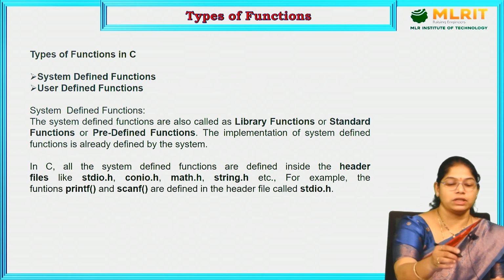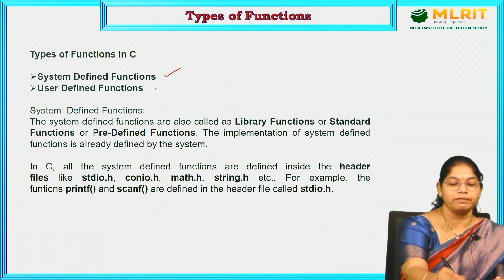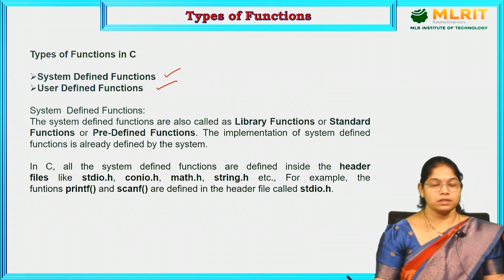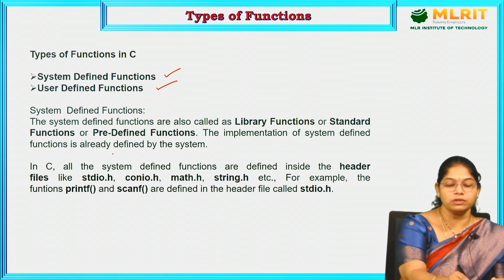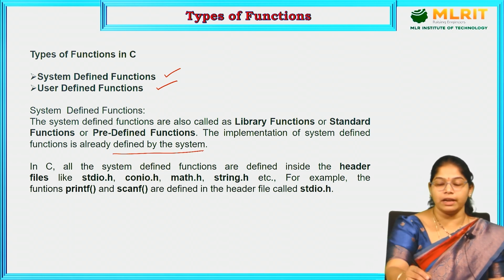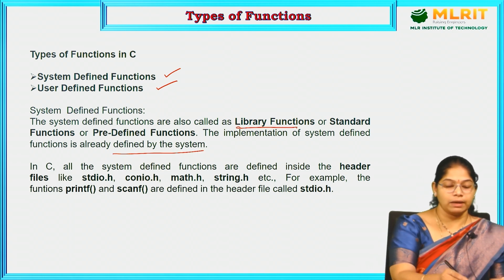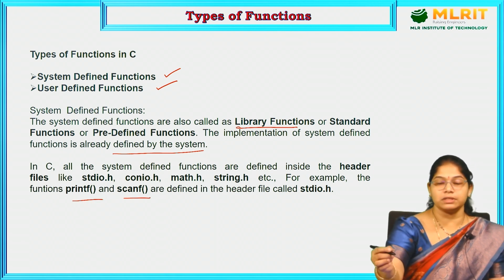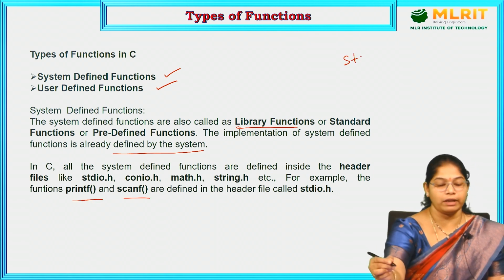Types of functions. Functions are of two types: system-defined functions and user-defined functions. System-defined functions means the definition of the function is already defined in the libraries. For example, printf and scanf. Printf and scanf are predefined functions which are available in the header file stdio.h.